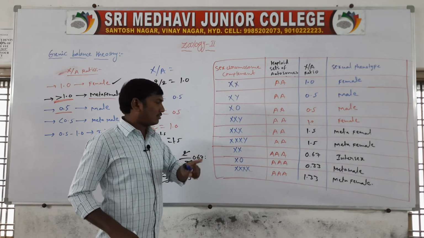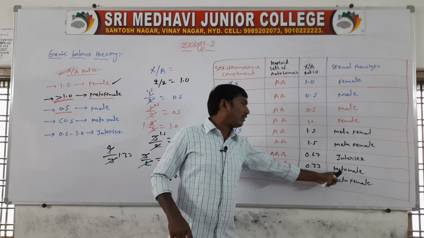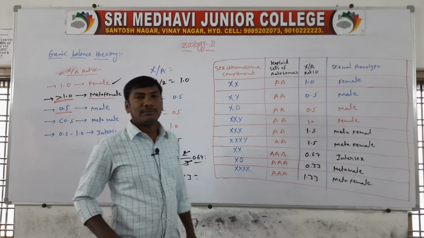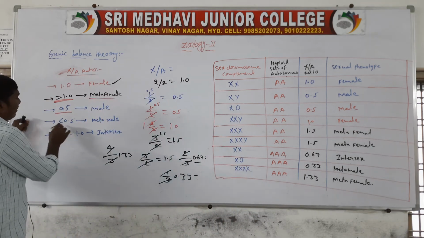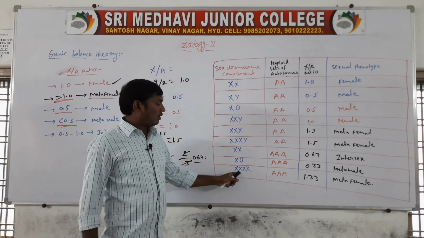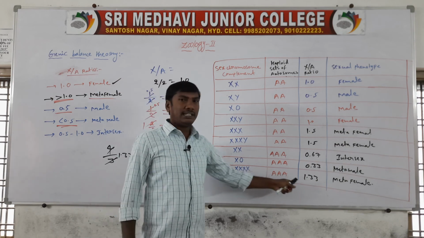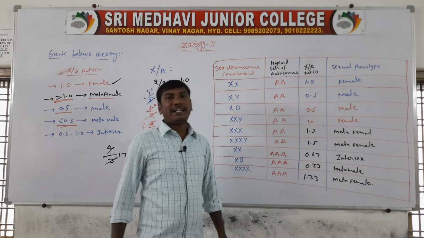Next one, X0. Only 1 X chromosome and 3 autosomes. 1 by 3 means 0.33, so they are called meta male. Below 0.5 means meta male. Last one, 4X by 3A, 4 by 3, so 1.33. So they are called meta female.